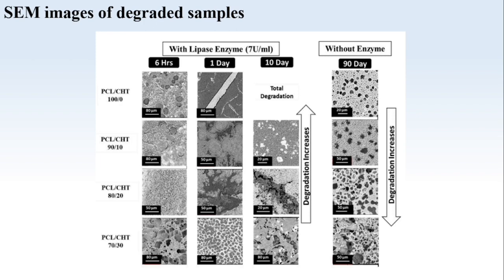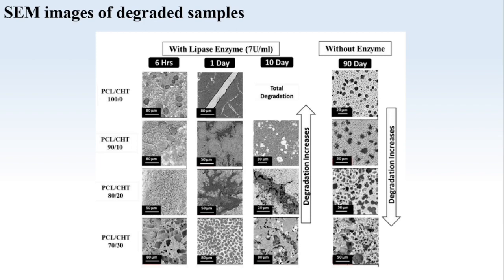After that is the 1 day. The image at 1 day may reveal some advanced structural change and surface erosion, providing insight into the progression of degradation over a short period. At 10 days, the SEM image can show a significant degradation effect, illustrating extensive structural modification and surface degradation patterns that have developed over a longer period.